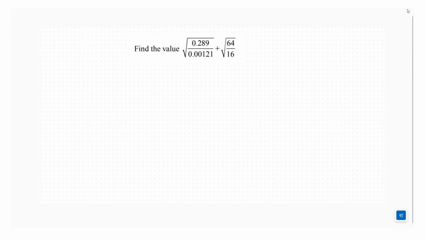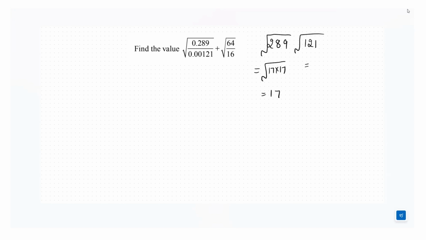But if I break the numbers, if I write 289, if I write 121, and if I want to calculate the square root of these numbers, then we already know the square root of 289 would be 17 times 17, which is equal to 17. And for 121, it would be 11 times 11 and the square root will be equal to 11.